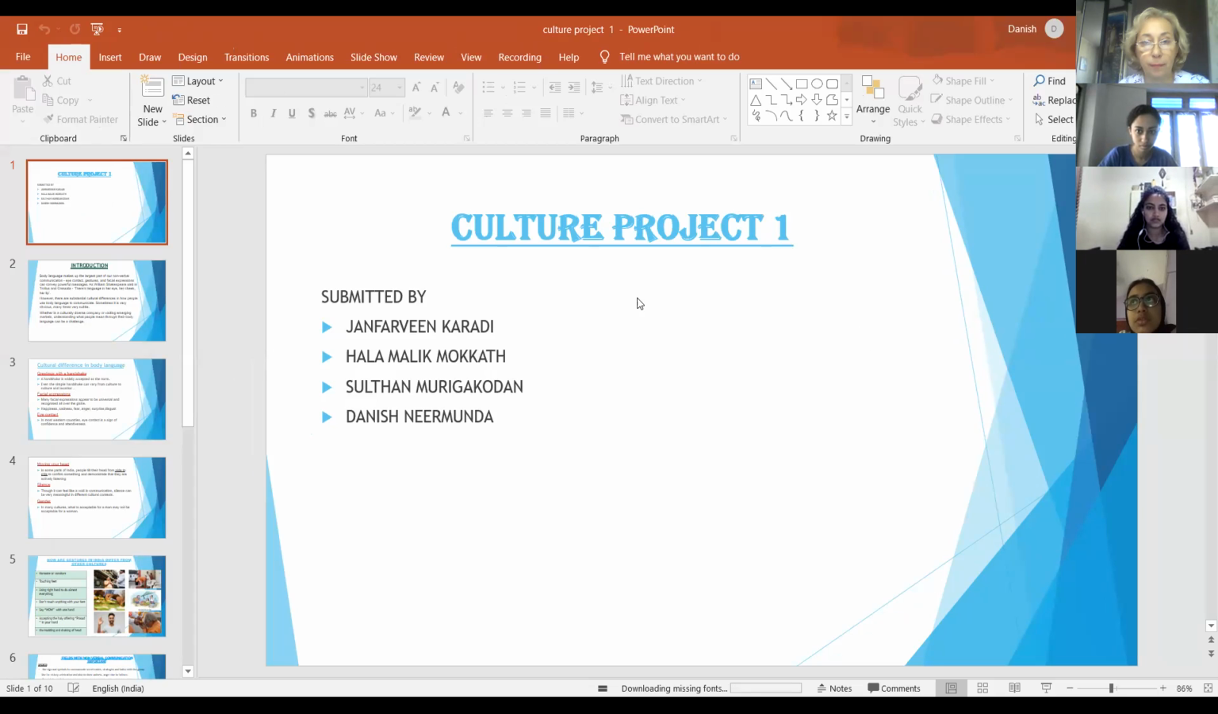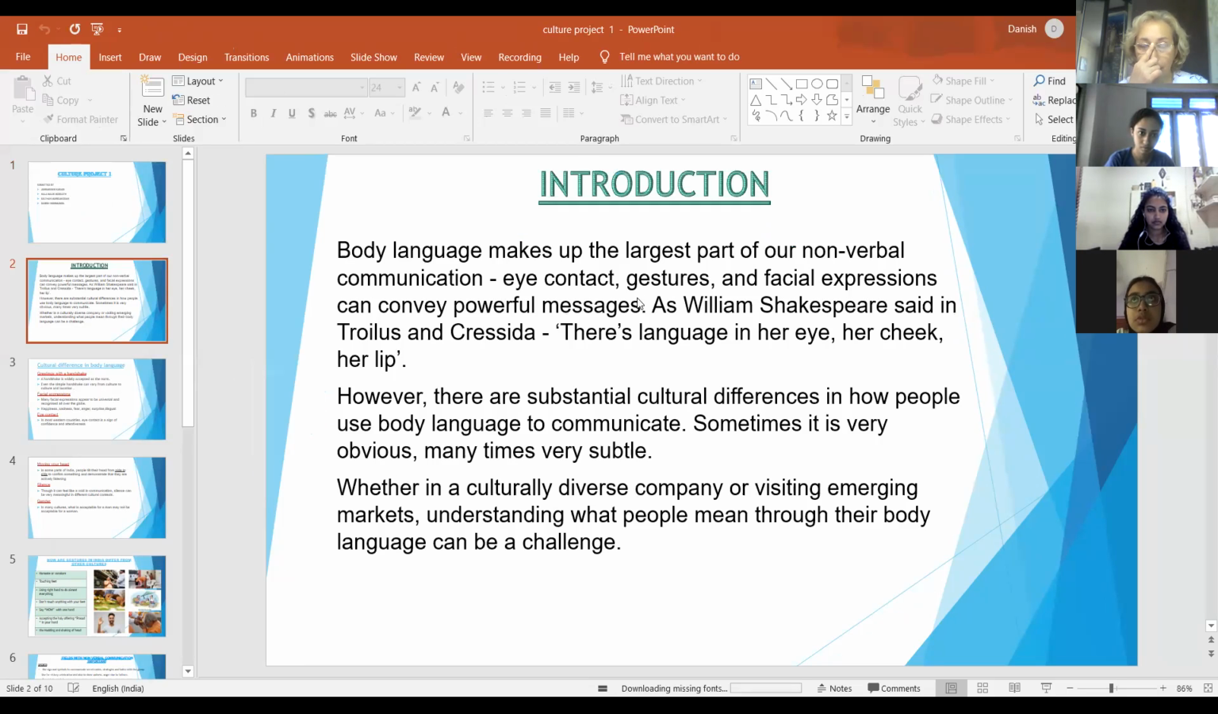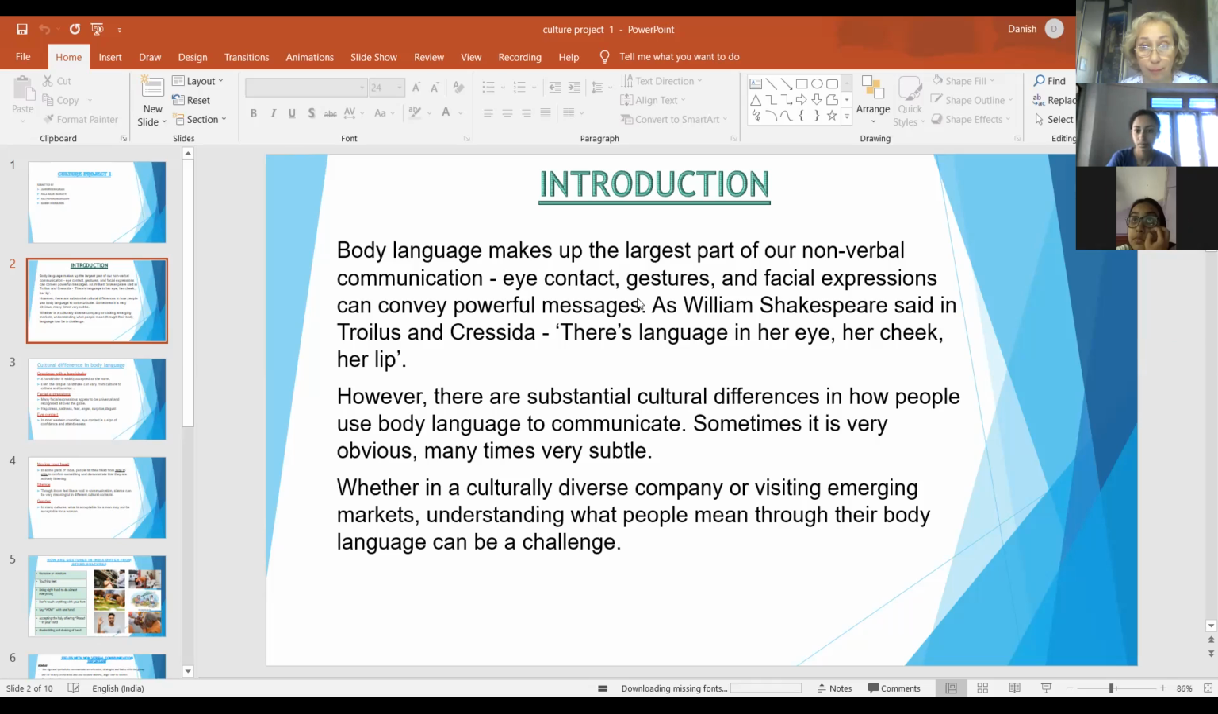Yes. We have the culture project 1, and this project is submitted by group 1, and the participants are Jan Parveen, Hala Malik, Sultan, and myself, Danish. And as an introduction, we can say body language makes up the largest part of our non-verbal communication. Examples like eye contact, gestures, facial expressions can convey very powerful messages.